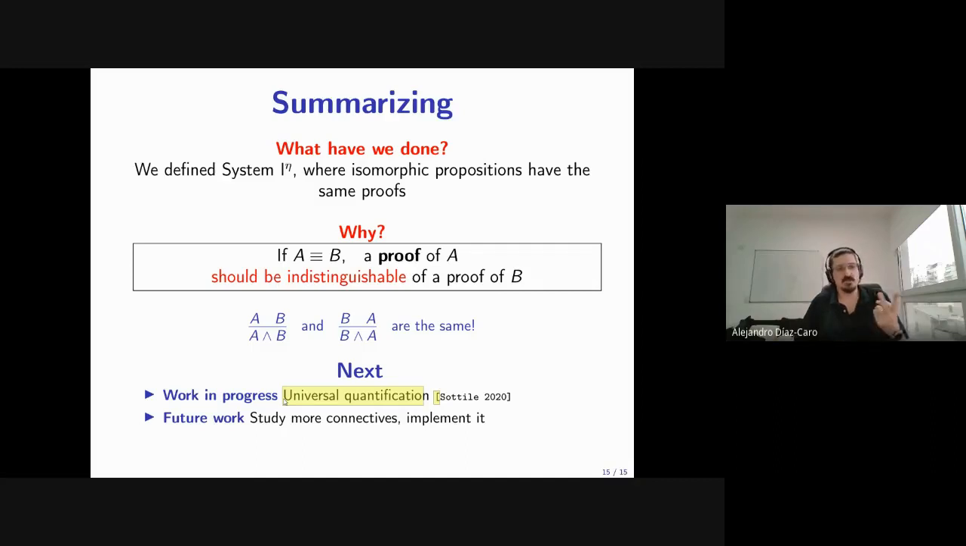Implement it means in two senses. One is to implement this as a programming language, where you don't distinguish between these isomorphic types, because if you have a function that waits for something to produce something else, you can give something isomorphic and it should work anyway. That is the idea in the programming language. But also we want to see if we can include this in some kind of proof system, or maybe a toy proof system to start. But the idea is again to make these two the same. Of course, we have to study more connectives for this because we only did it for conjunction and implication.